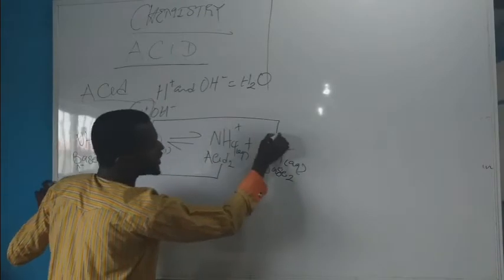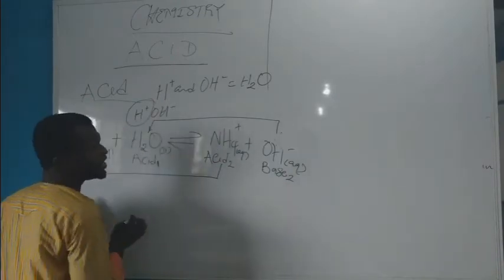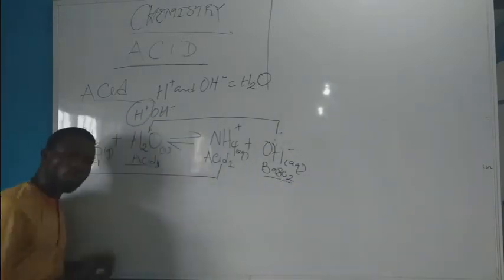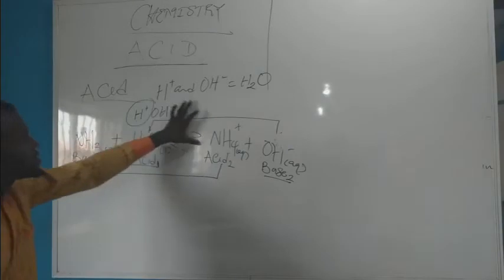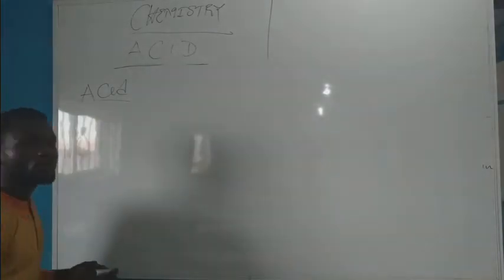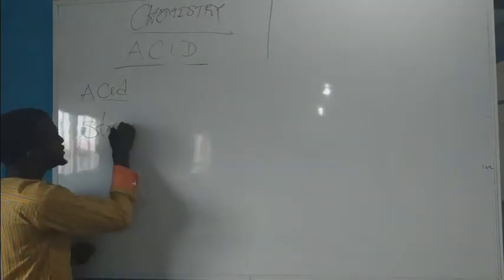Whereas hydroxide ion is a conjugate base of the acid water. That is for Brønsted-Lowry's definition. Then the next one is strength of an acid.